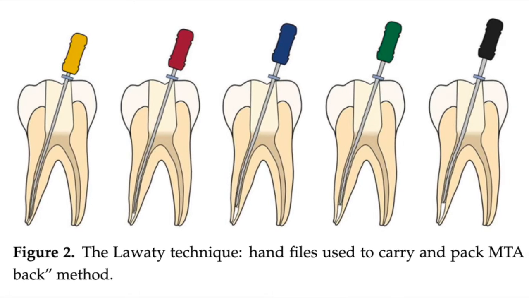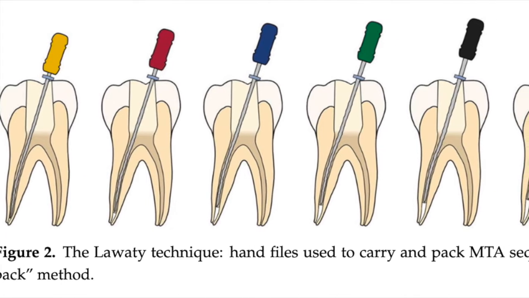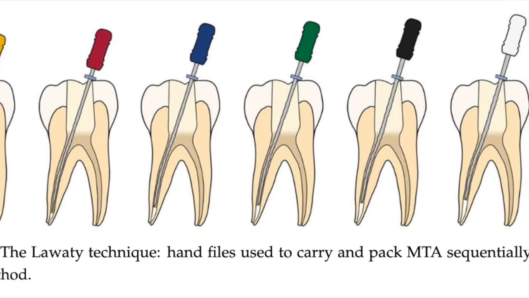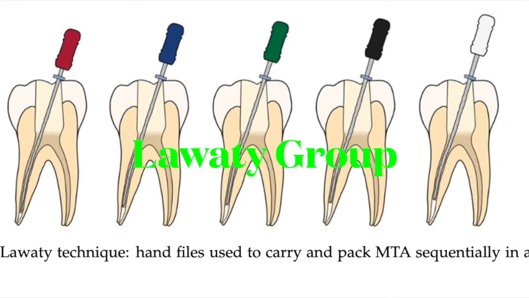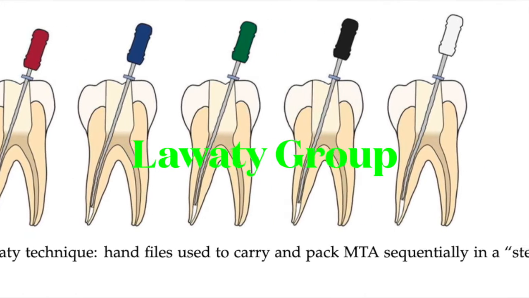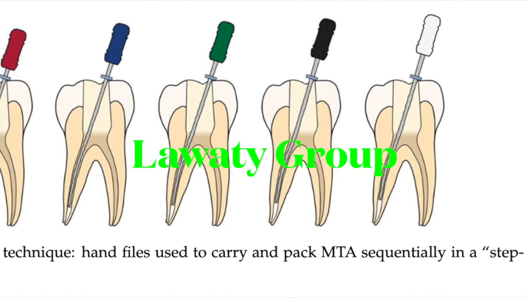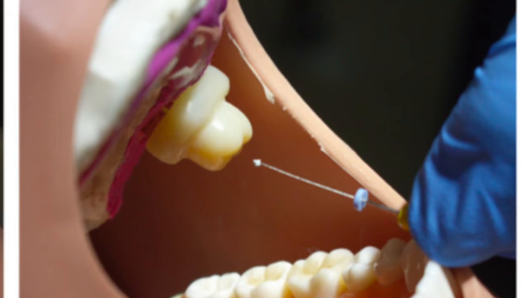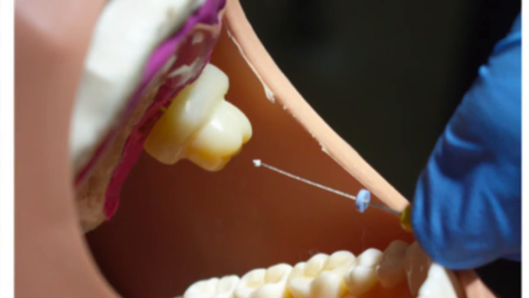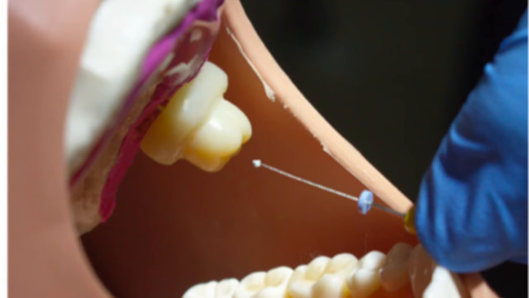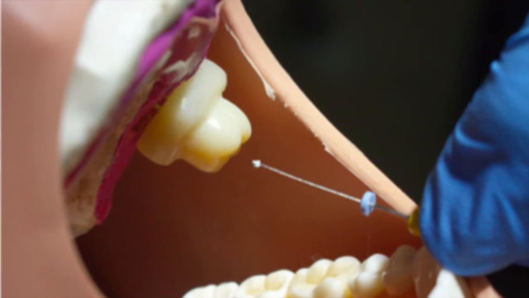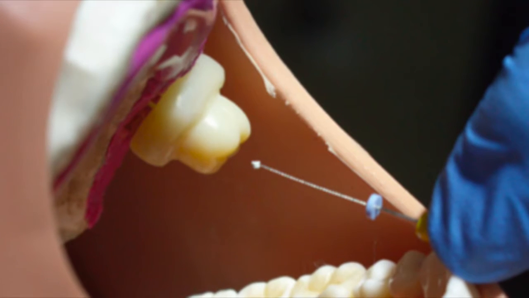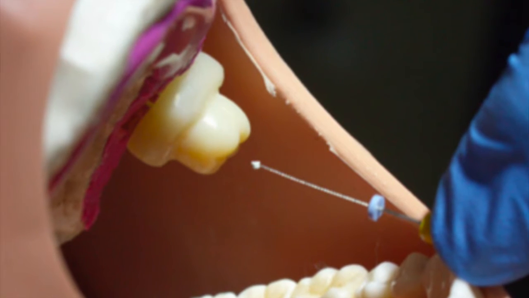The first group is the Lawaty technique. In this technique, a stainless steel K-file smaller than the master apical file, which is ISO 20, is used to carry MTA to the working length. The process is repeated until the file is 1 mm shorter than the working length. Then the next file, which is 25, packs MTA in the canal until it is 2 mm shorter than the working length, and so on until file 45 is reached.